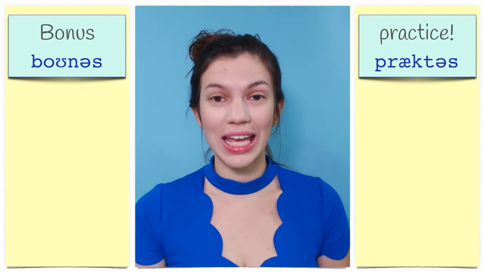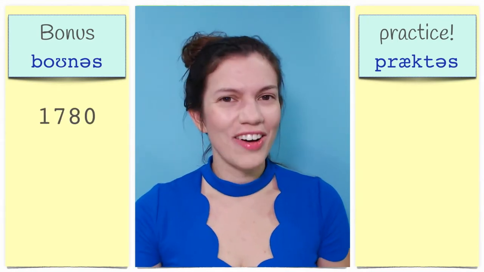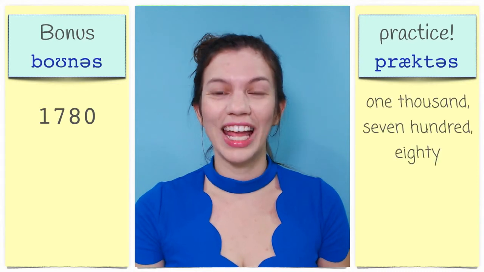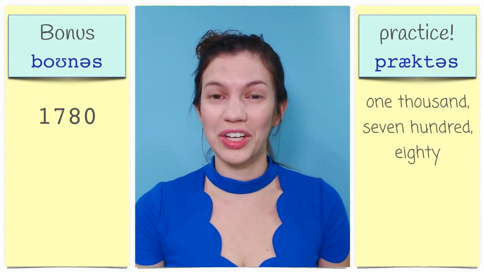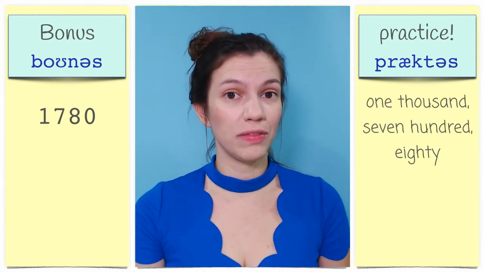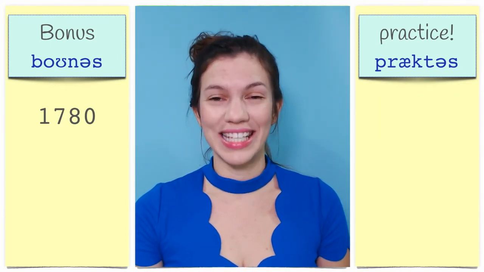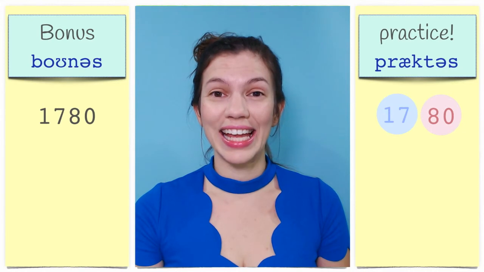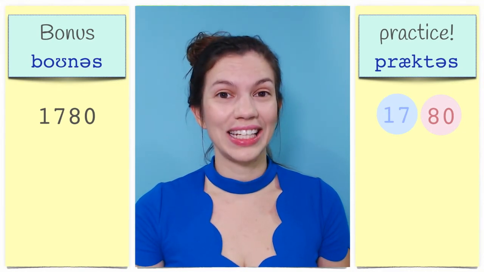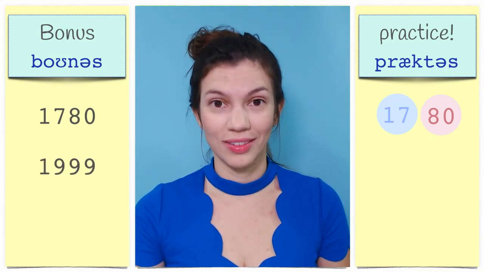How would you say this year? Go ahead and try. If you said 1,780, that would be perfectly fine in most situations. But for years, you're going to want to say 1780. Let's try another one.